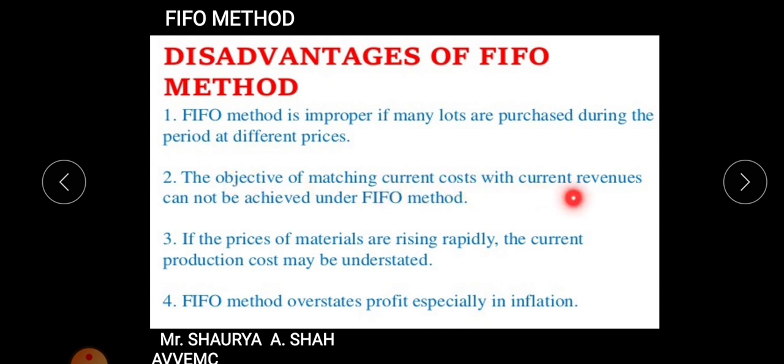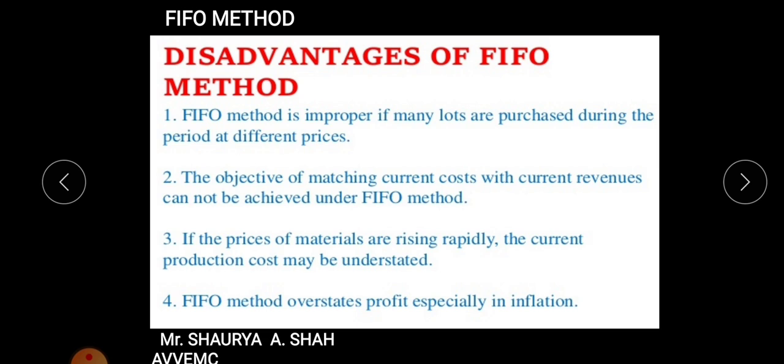The objective of matching current cost with current revenue cannot be achieved under the FIFO method. Why? Because you are using the older material, whose prices have become obsolete, and now you are using it. So against current revenue, revenue will always be high, students. Why?